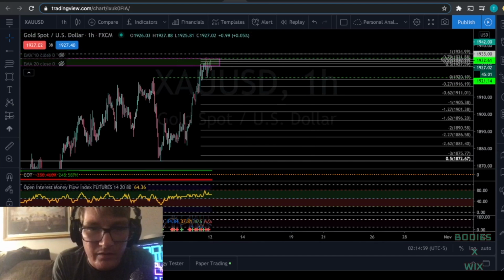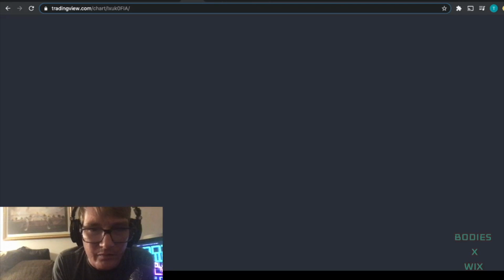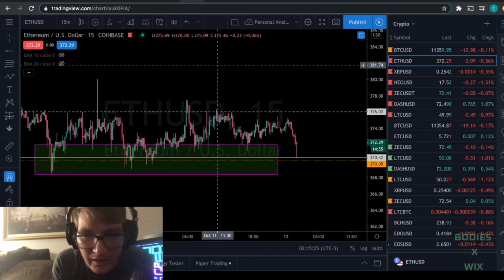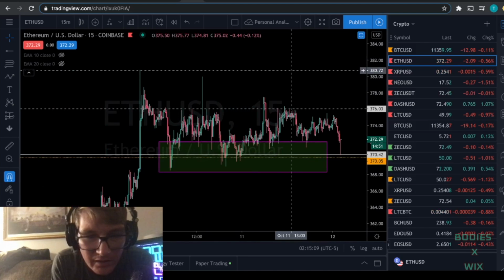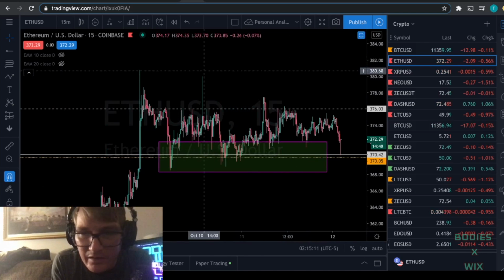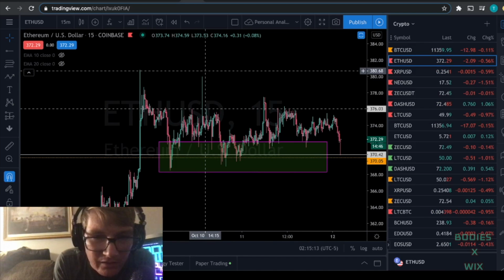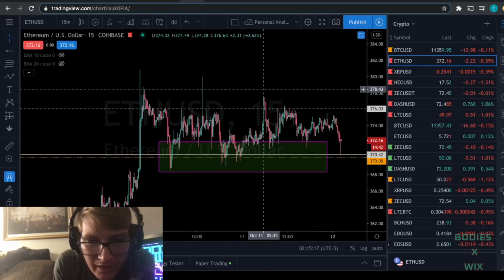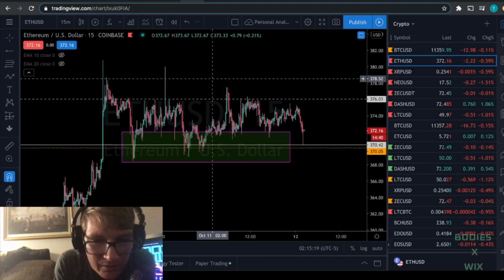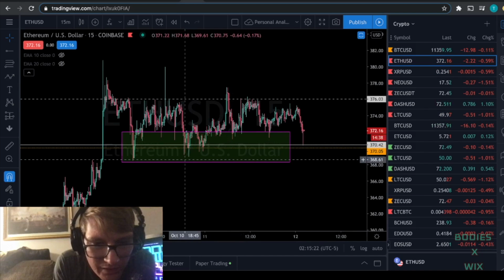Let's go to some crypto. All right, so Ethereum. I thought Ethereum was actually, even though it got to basically its resistance point again, 378, 380, I honestly thought it was going to break it again today. And the reason I thought it was going to break it was because of this right here.